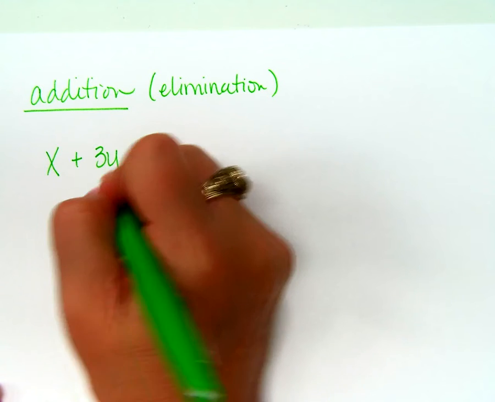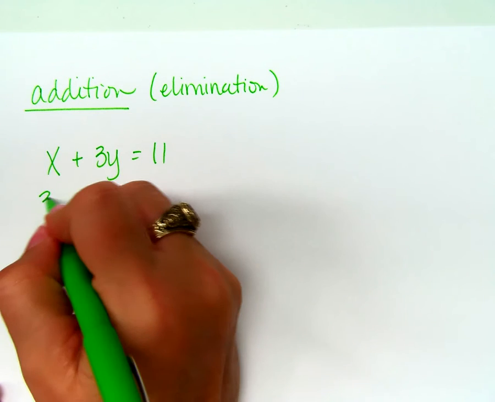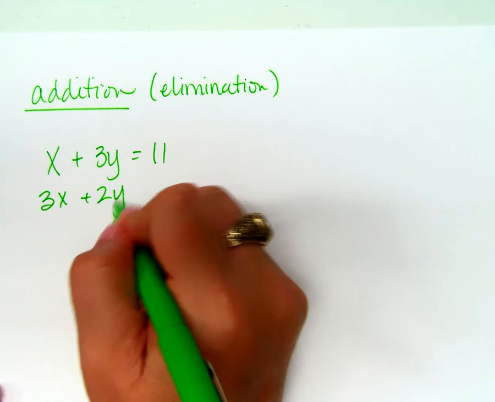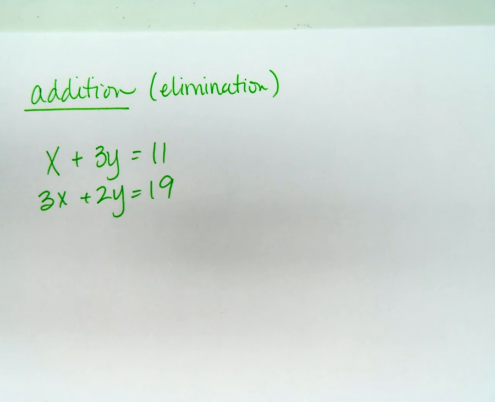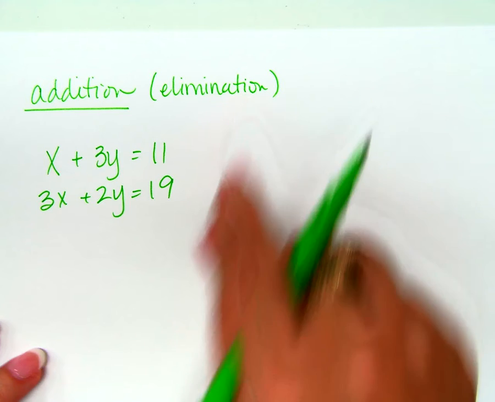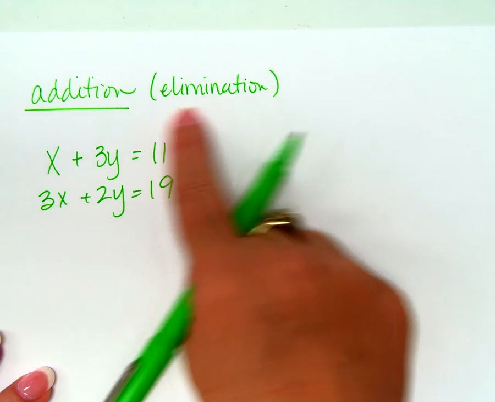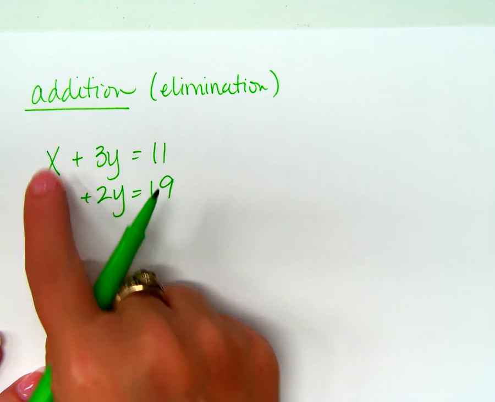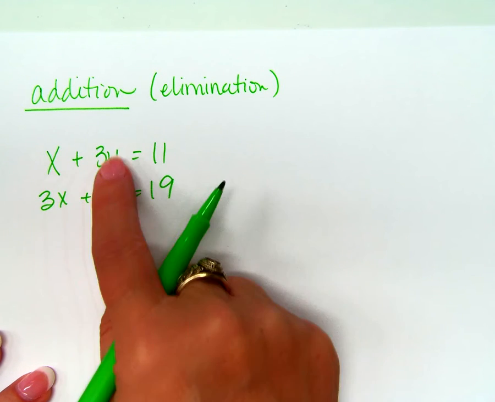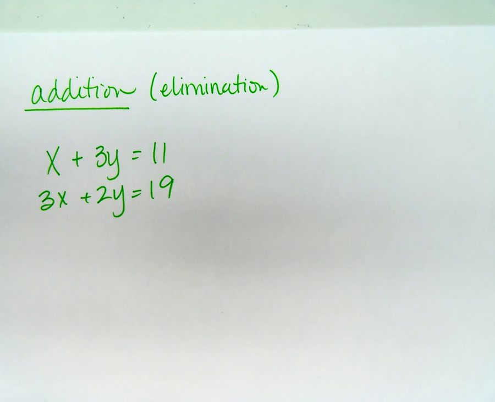x plus 3y equals 11. 3x plus 2y equals 19. How would I go about solving that? If we're trying to solve it with elimination or addition, what's our goal? Exactly. Get one of the variables to cancel out. Eliminate one of the variables. So what I need are either the x's or the y's to be related how? Starts with an O. Opposite.